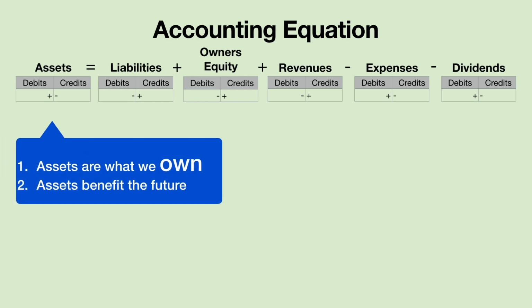Assets are what we own. That's the key word, own. Assets include such things as cash, accounts receivable, equipment, land, patents. These are things that we own that will benefit the future of the business.